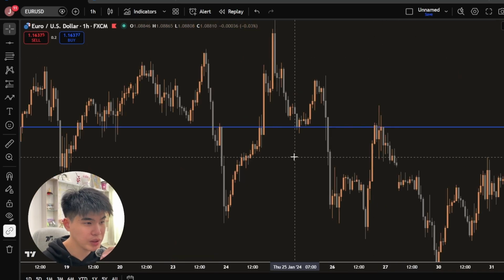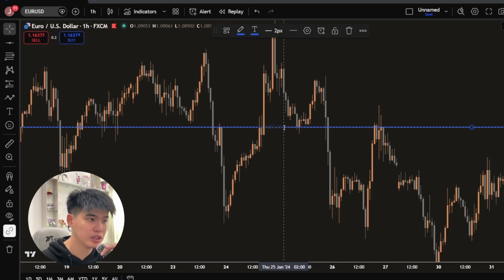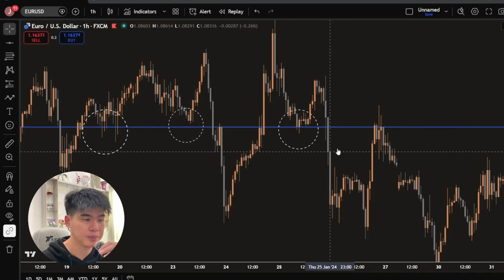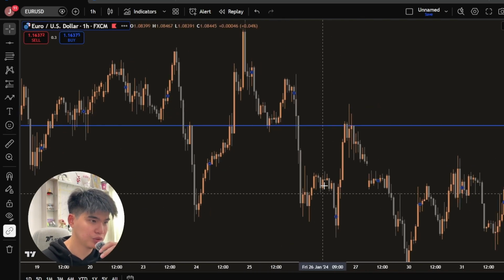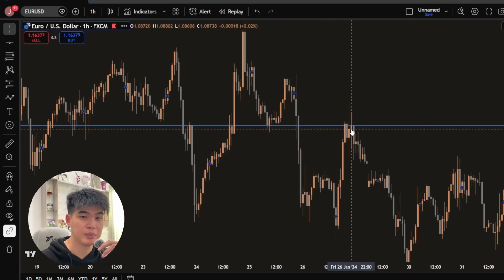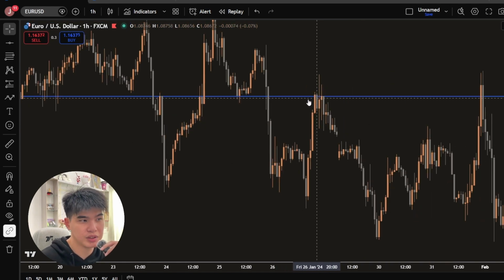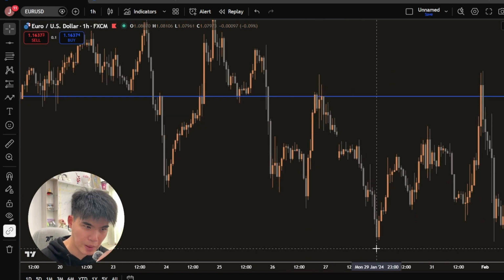And another example here, this can look a little bit complicated. This initially was a support. There's 1, 2, 3 points of contact, and after it has broken through, it becomes a resistance level. Once price moves back up to the resistance level, it just goes back down.